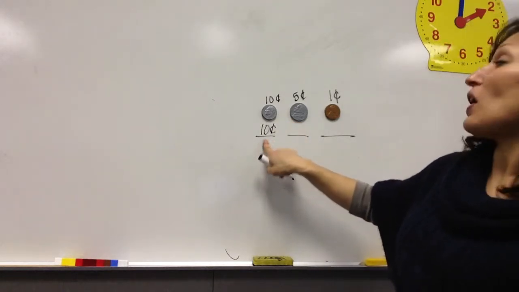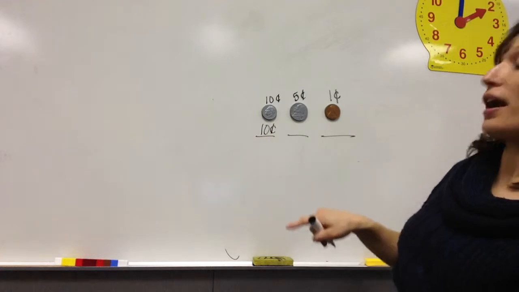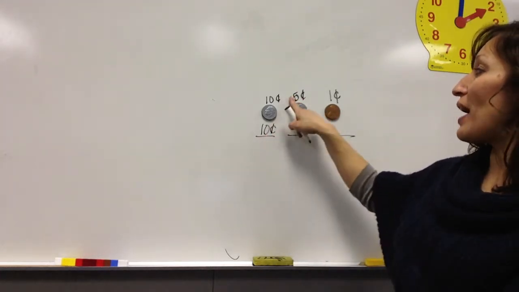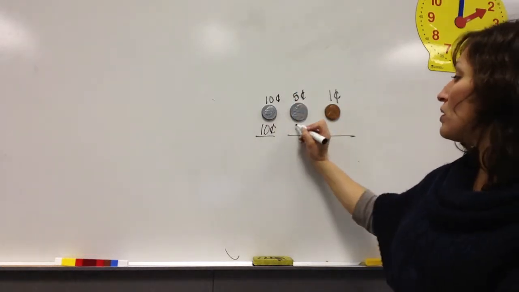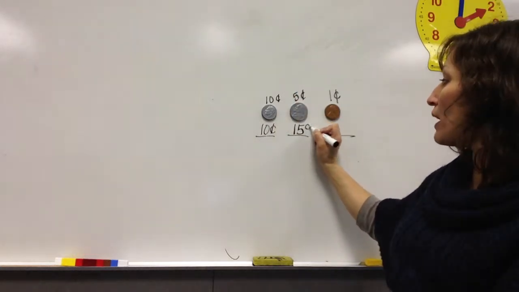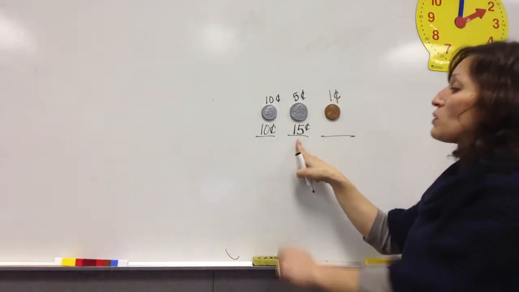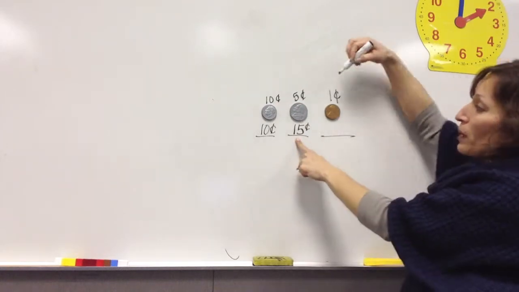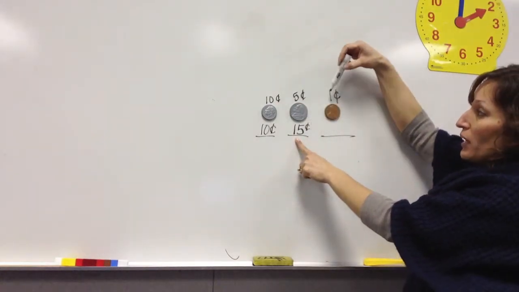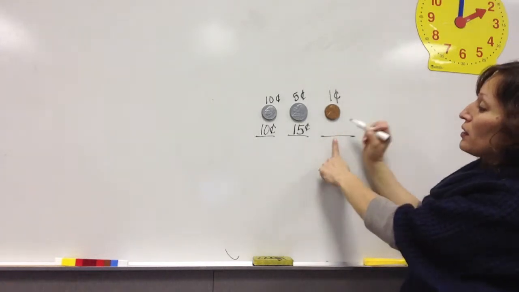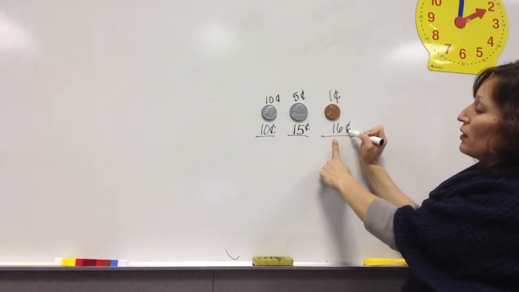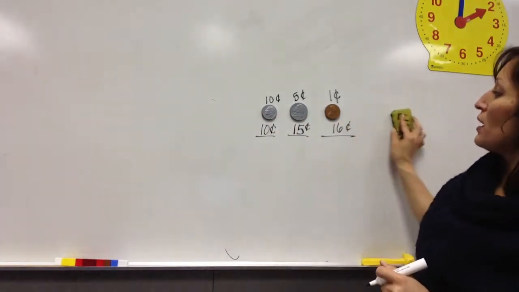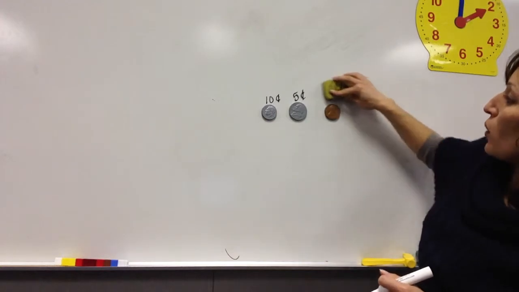Now I'm going to add on the next coin to the 10 that I already have. 10 plus 5 more. 10 plus 5 is 15. So I'm going to write my new total right here. This number is what we get when we have this one and this one together. Now I'm going to jump up to my next coin. 15 plus 1 would be 16. My total value for my line of coins is 16 cents. Let's try this with a few more coins.